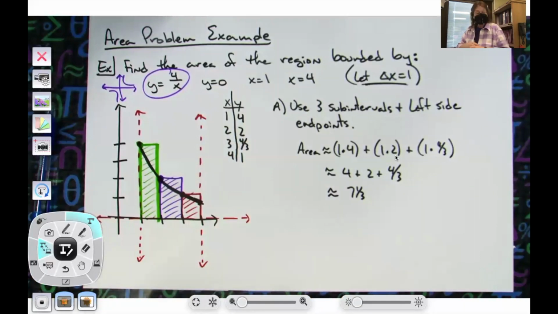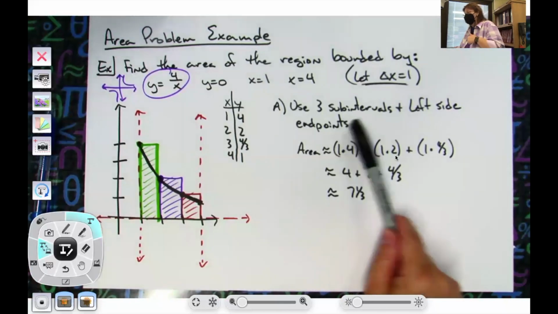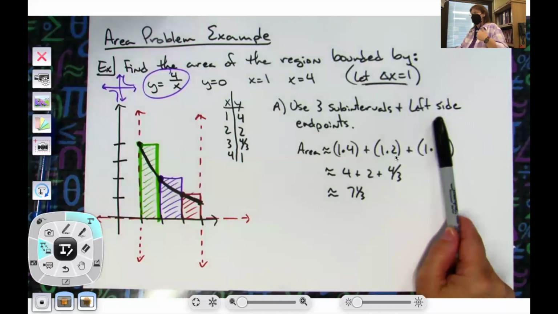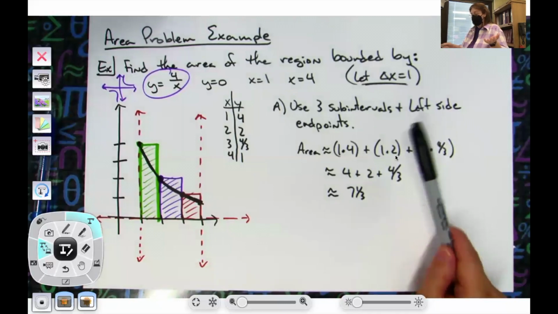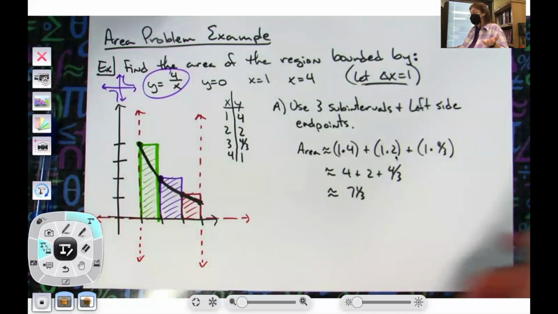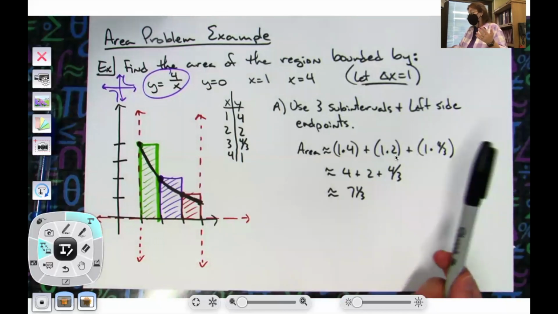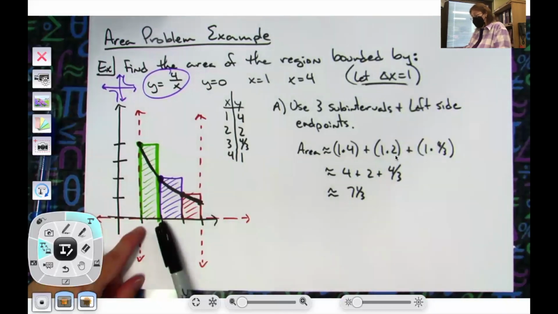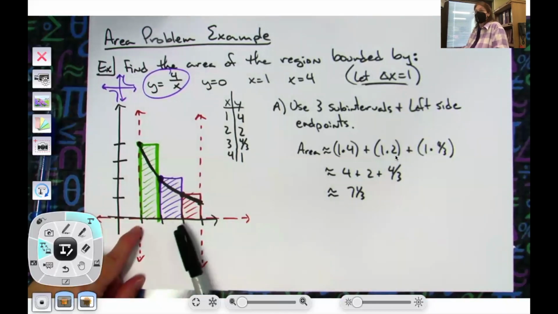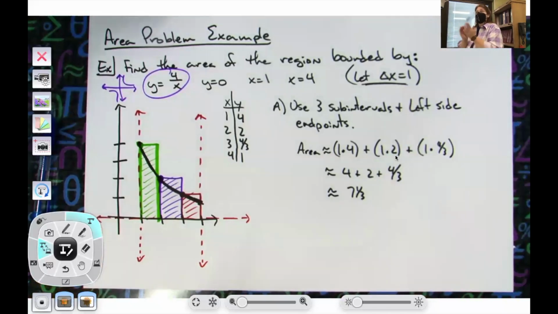Now I could set this up and I could change it a little bit. I could tell you 3 subintervals, but right-sided endpoints. If I change delta x, could I have more or fewer subintervals? Depending on what I let delta x be. I let delta x be 1, so this set up really nicely for 3 subintervals. But if I change the width of the rectangles, I could have more than 3 subintervals, or I could have less than 3 subintervals. It just depends on what I actually give you.